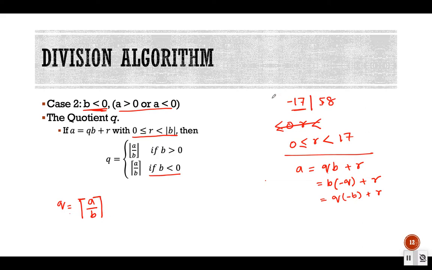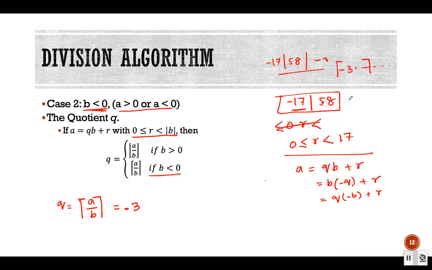So let's see this example. In that case, if we divide 58 by minus 17, if we use the calculator, our result is going to be minus 3 point something. So if we use the ceiling function here with minus 3 point something, that is going to give me q equals minus 3.